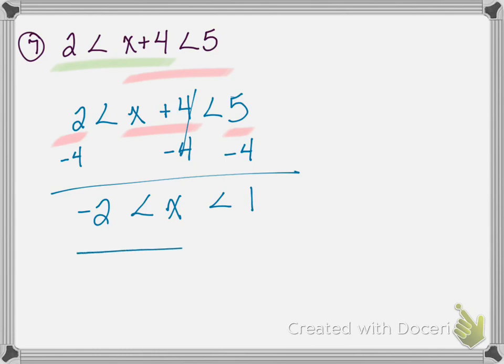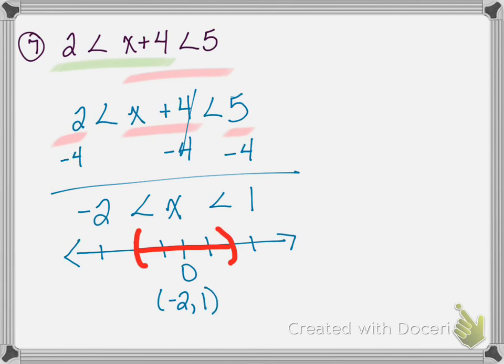So my answer to this, because it's an and, means that my answer has to be greater than negative 2 and less than 1. So my answer is going to look like this. At negative 2, I'm going to have a parenthesis, and at positive 1, I'm going to have a parenthesis. And then it goes in between those two numbers. So all numbers in between negative 2 and 1 are my solution. So this is a compound inequality using the word and.